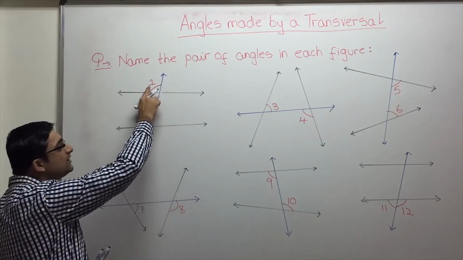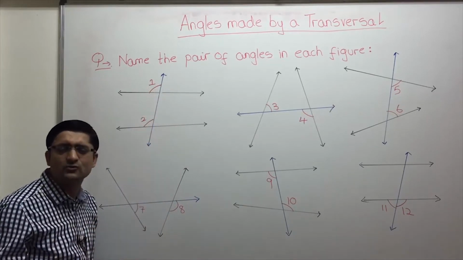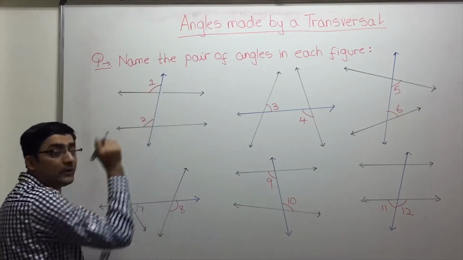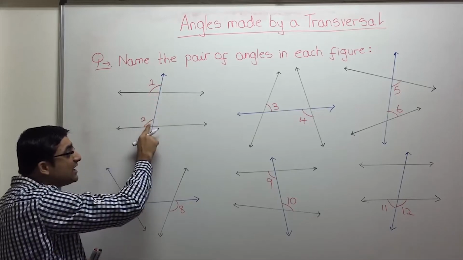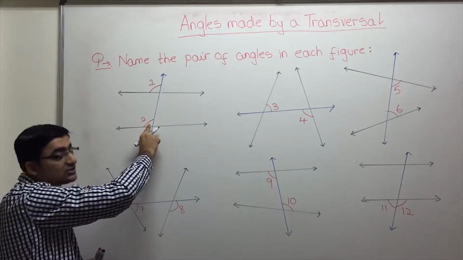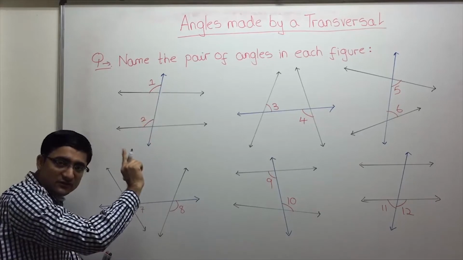So I have to name what is the relationship between angle 1 and angle 2. That is, what type of angles these are. See, how do I identify? Look at angle 1. Angle 1 is on the left side of the transversal. Angle 2 is also on the left side of the transversal. So both the angles are on the same side of the transversal.